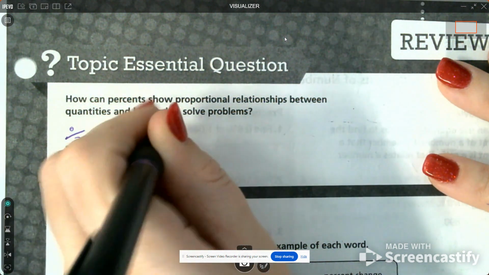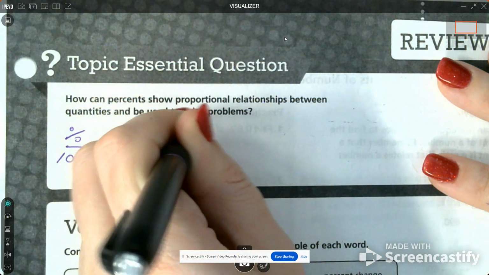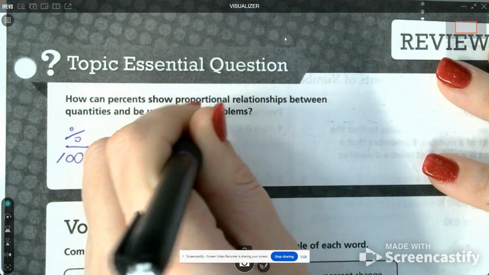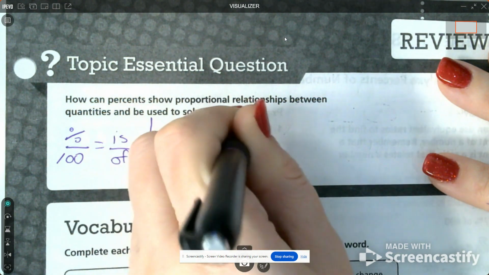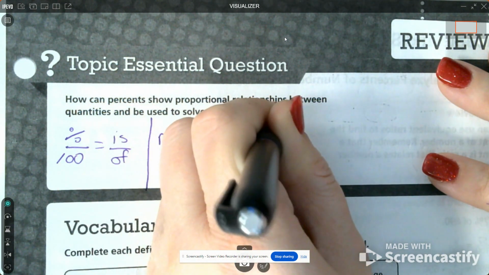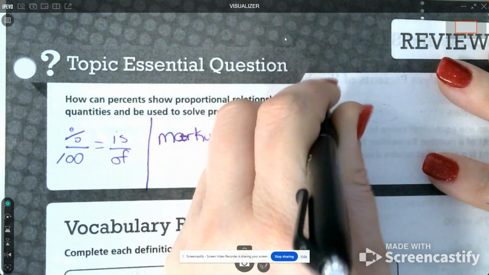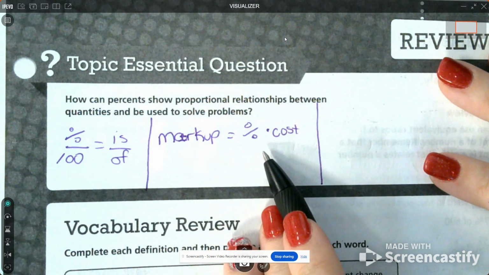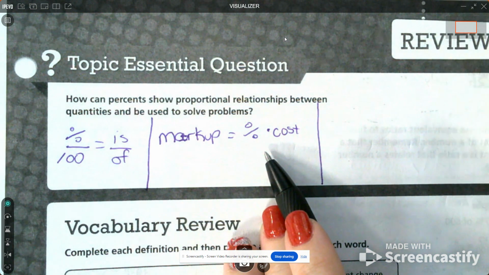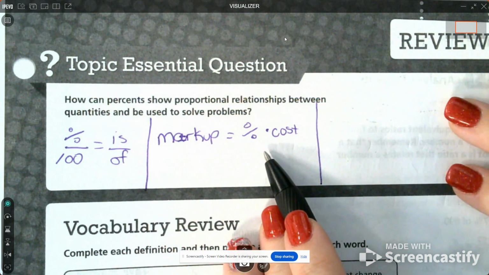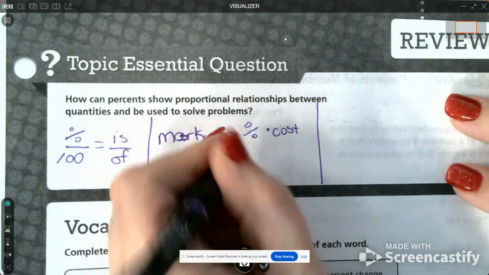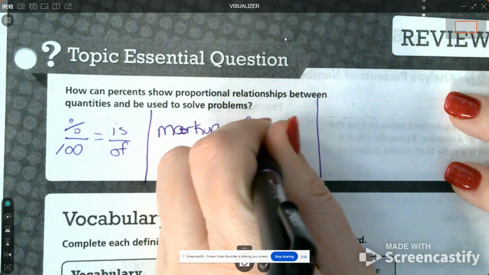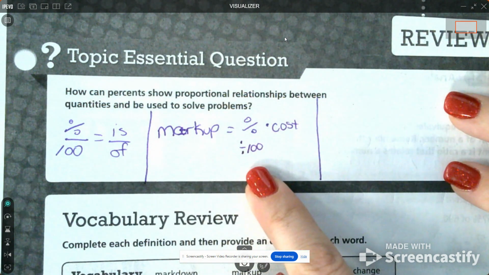The next one you need to know is your markup. So your markup equals your percent times the cost. We've already talked about that. That was in like 3-4, or I think it was 3-5. Just remember, when you have your percent, you have to divide by 100 to make it into a decimal.